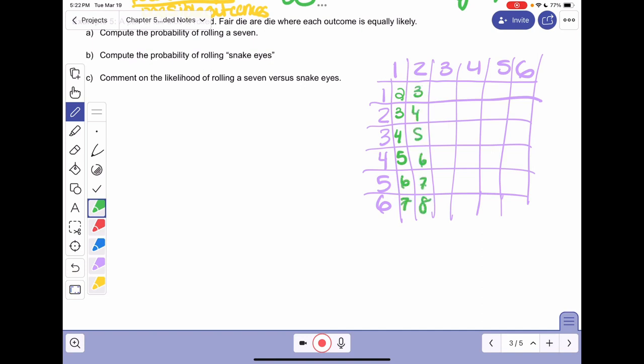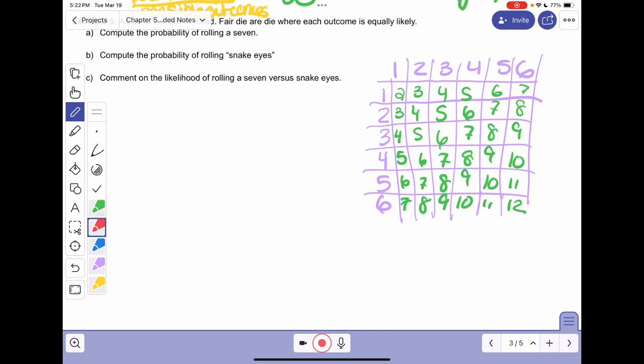So you can go ahead and fill this out, or you can just watch. That's up to you what you want to do. 6, 7, 8, 10, 11. So now that I have this filled out, those are all the possible sums I could get. The green numbers, 6 times 6, are 36. So there's 36 outcomes in this table.